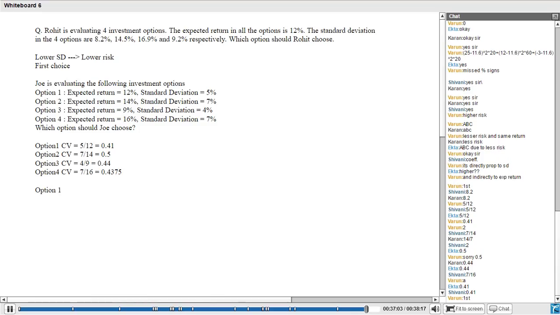In this case, one of the standard ways of measuring portfolios is to use coefficient of variation because it normalizes over expected return. So one of the standard ways of comparing options is using coefficient of variation. Okay, is that clear?